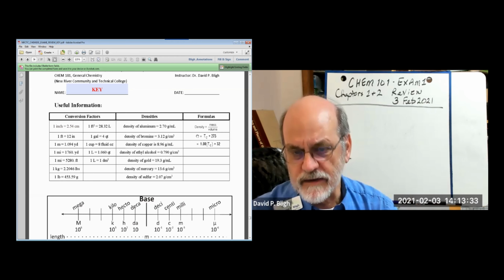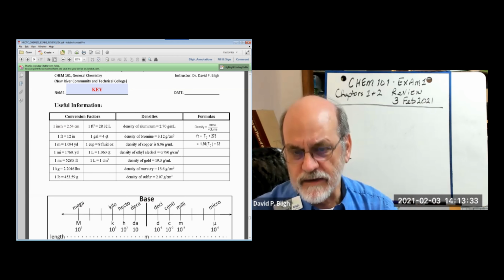All right. How about seven? Convert meters to millimeters. Okay, 0.3980. Let's see, I better identify which one it is. There we go. This is meters.